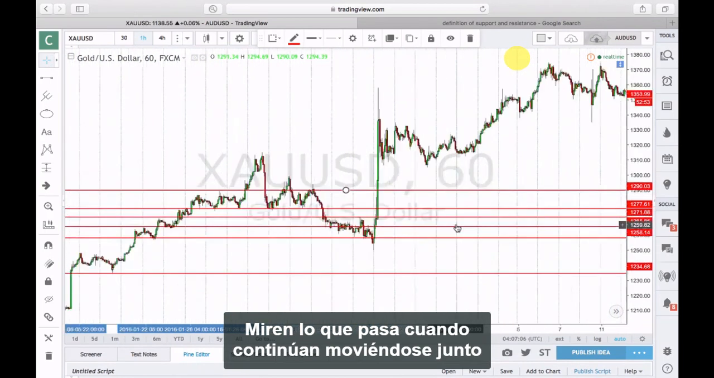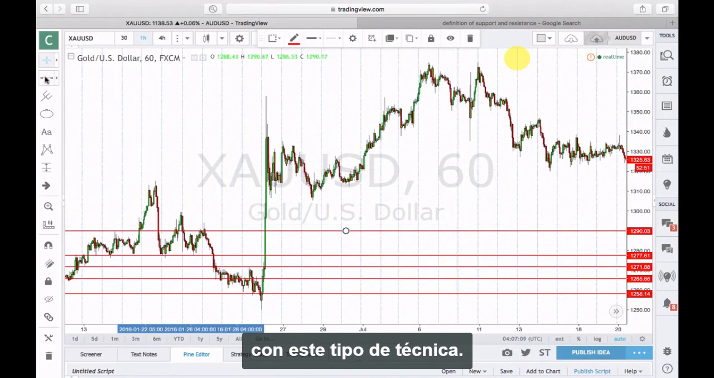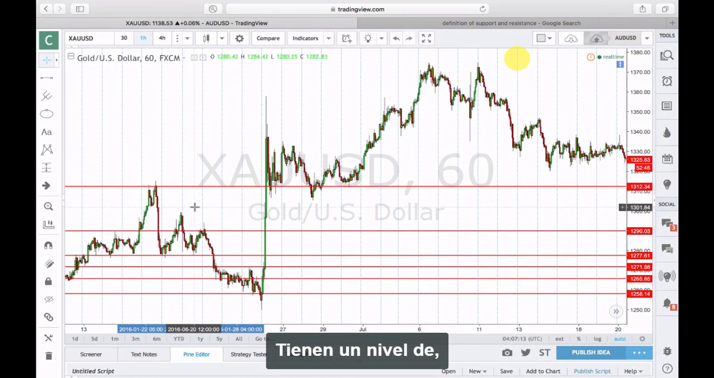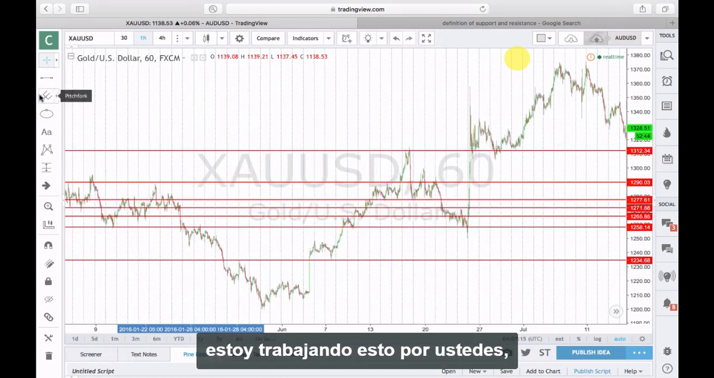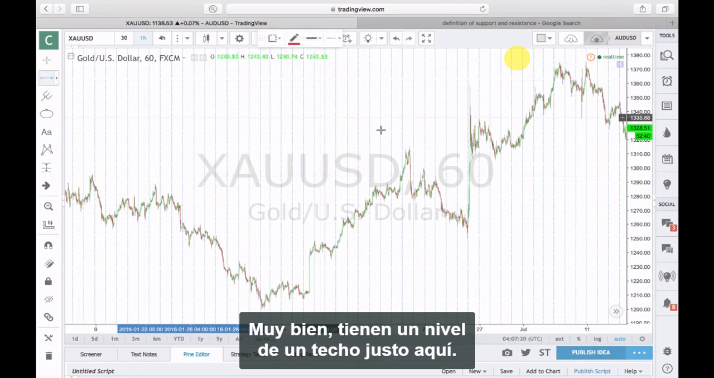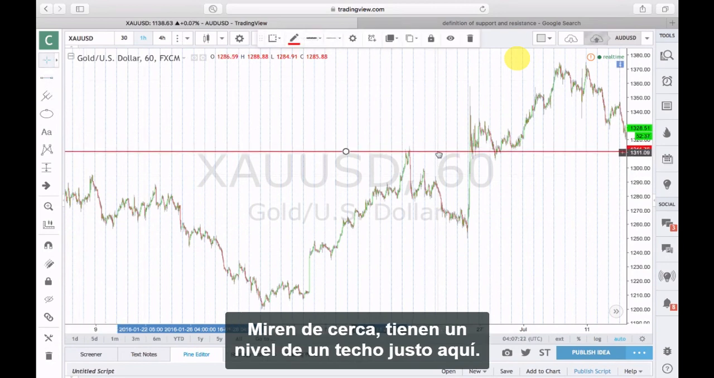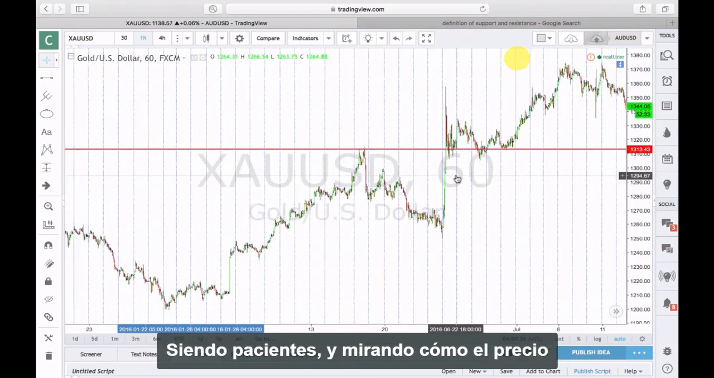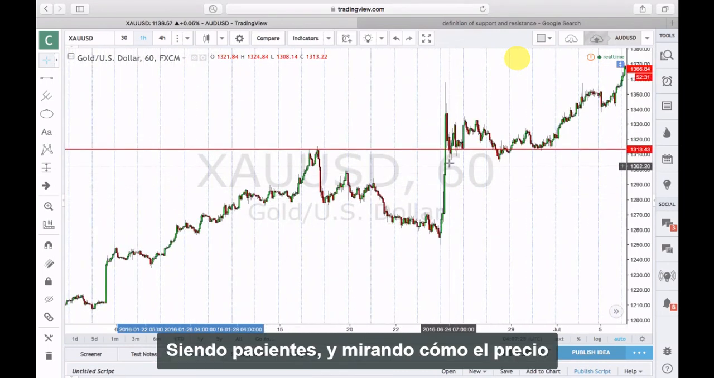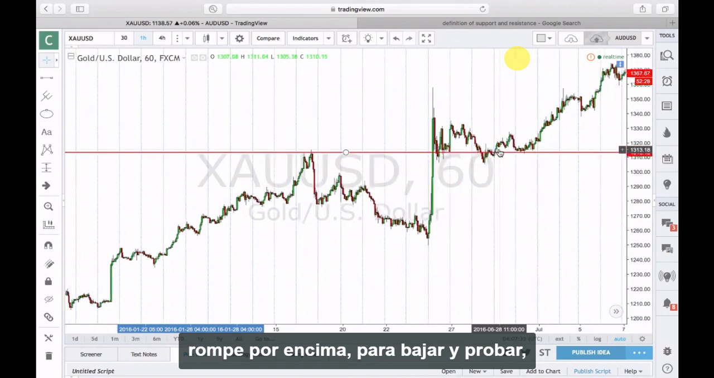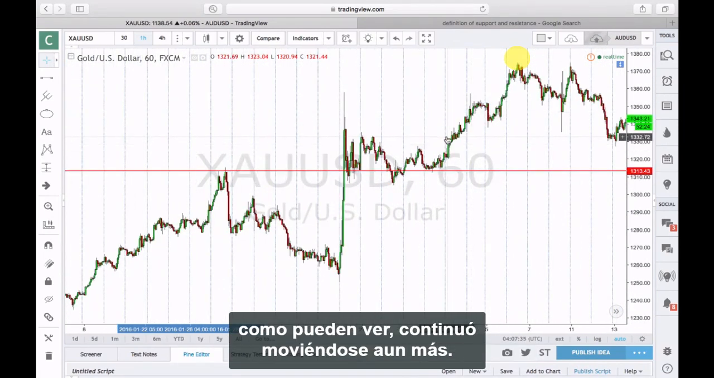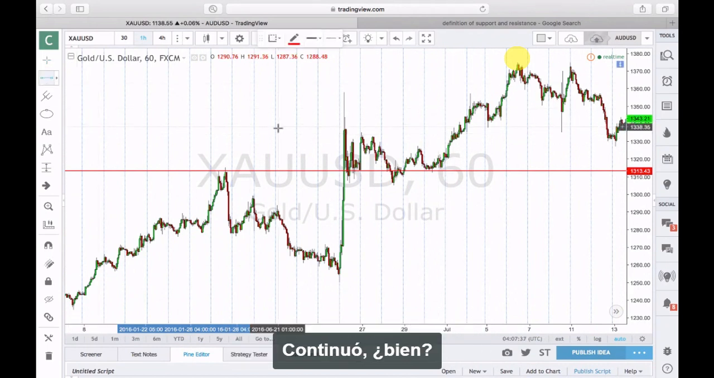Look what happens when you continue to move along with this type of technical. I'm going to clear this out for you so you guys can see it better. All right, you have a level of a ceiling right here. Look closely. You have a level of a ceiling right here. By being patient and watching how price broke above it to come down and test, as you can see, it continued to move even more. It continued, okay? Look over here.